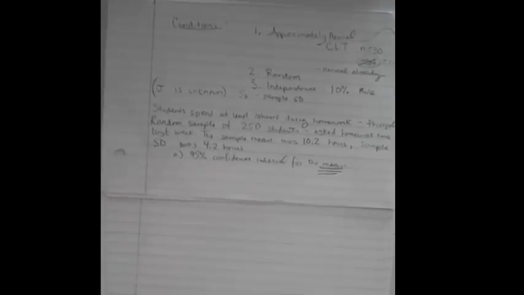So, let's see. Does it say that the data is normal? Because the conditions have to be, it's got to be approximately normal. Yes. There's 250 students. Right. So we don't know if the data is normal, but we do know there's 250 students. So we know that it's going to be approximately normal because it meets that central limit theorem.